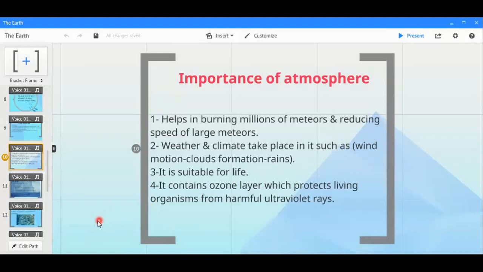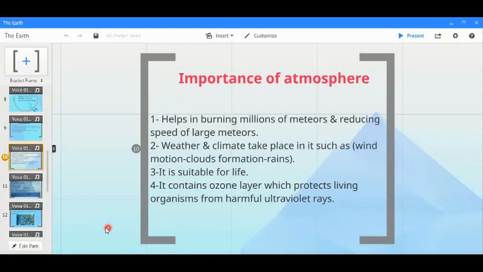And you know from grade 6 also that the atmosphere contains the ozone layer, and this layer protects us from harmful radiations like ultraviolet radiations that come from outer space. I hope that you understand this one.